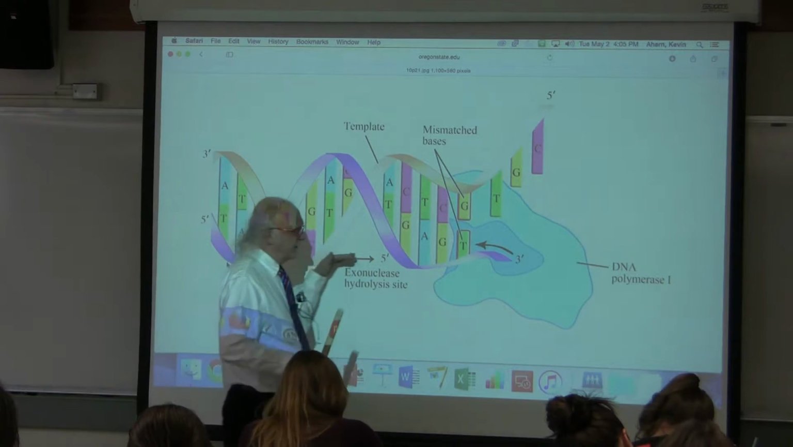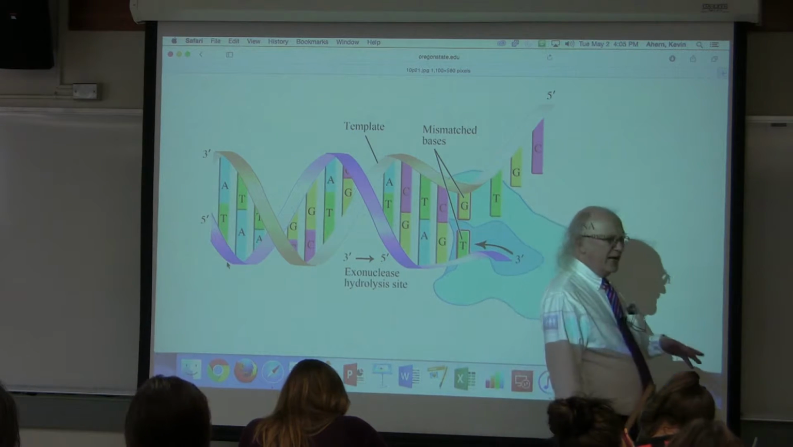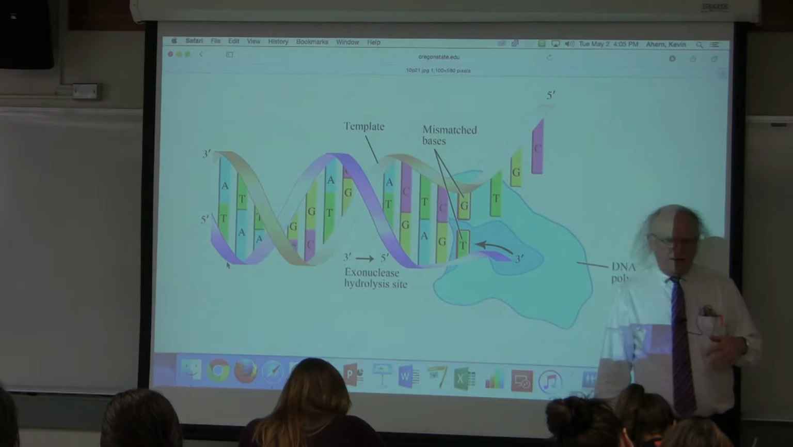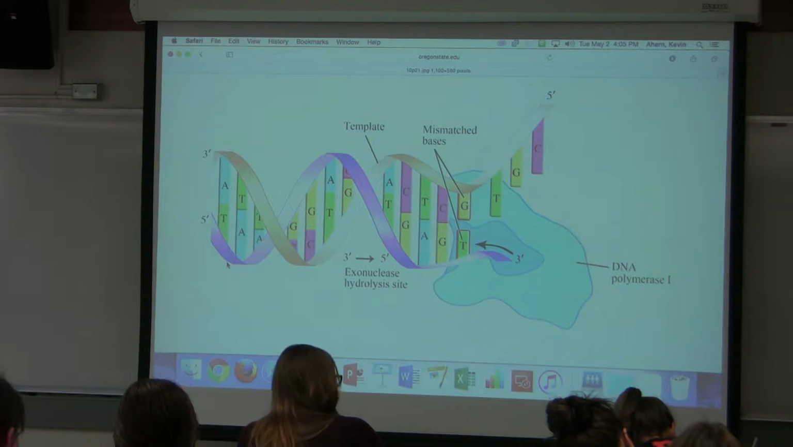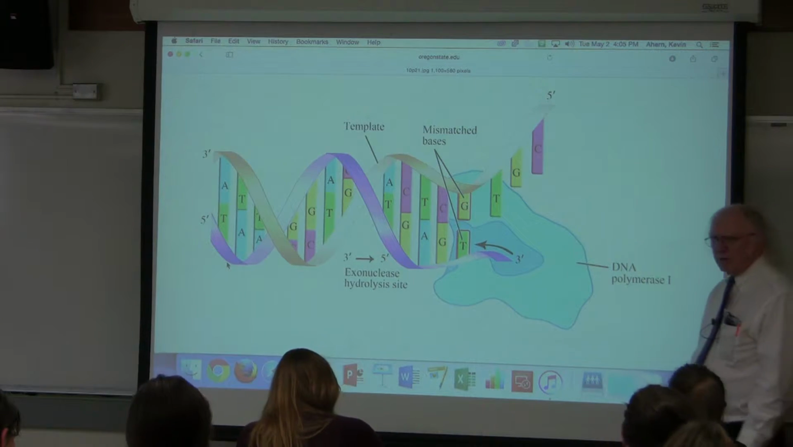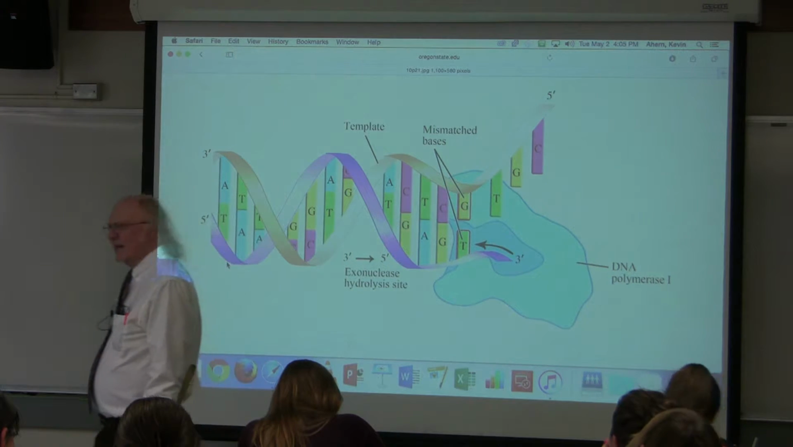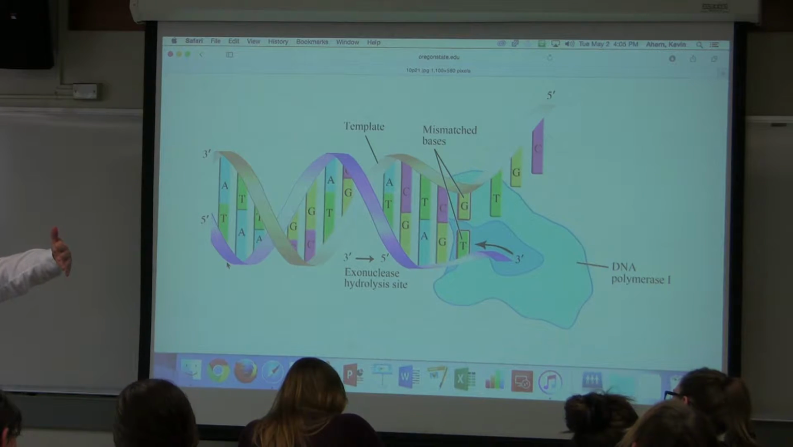Well, the proofreading activity works as a result of an enzymatic activity known as an exonuclease. Now, you've already learned of one exonuclease, but I probably didn't tell you specifically what it was. And that was the DNA polymerase I. When it removed the primers, it had an exonuclease activity associated with it. It started at the 5' end of the primer, and it chewed inwards.